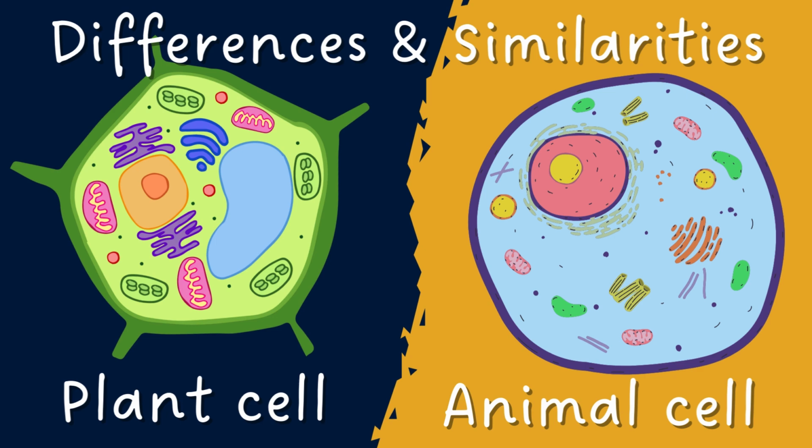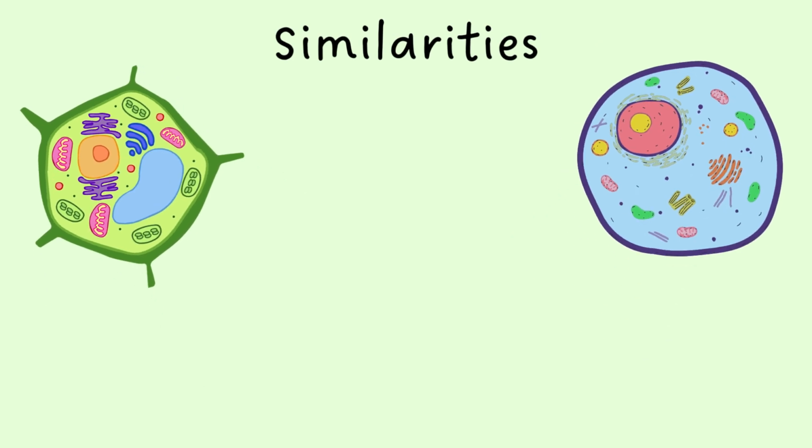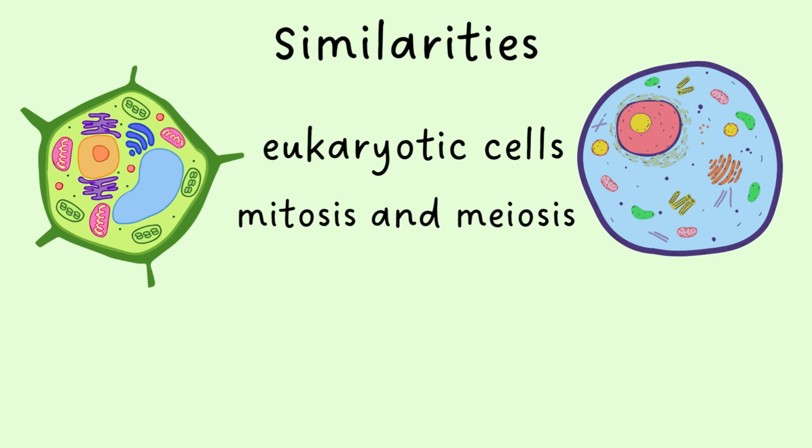So if you ever wondered what makes plants different from animals, this video will help you answer some of those questions. So let's look at some of the similarities. Plant and animal cells have many similarities. Both are eukaryotic, which means that they have a true nucleus that houses DNA and is separate from the rest of the cell. Both plant and animal cells undergo mitosis and meiosis, and they get their energy through cellular respiration.